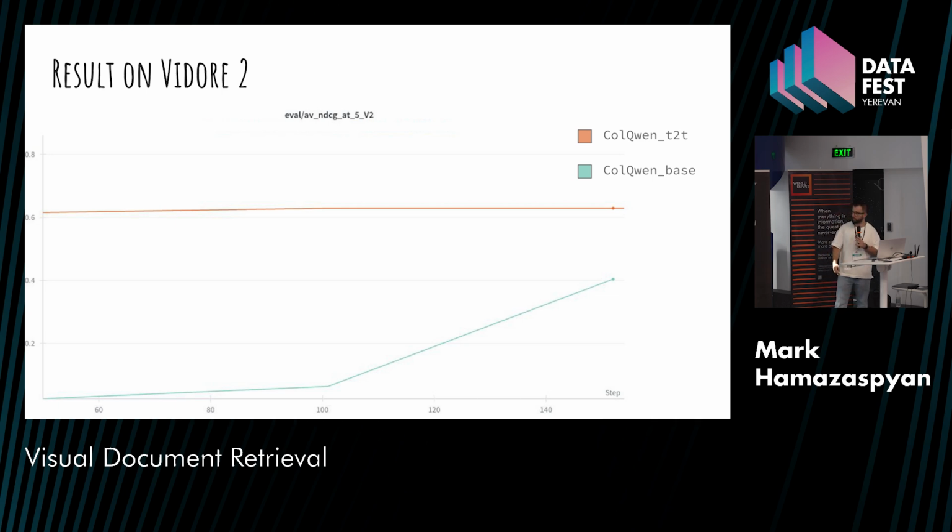And the base model is slowly learning, but I think it might take much more time and resources to get to the level of the text-to-text pre-trained model. So with this experiment, we validated that pre-training with the text-to-text model will help us, with small but high-quality data, to fine-tune it to other modalities.